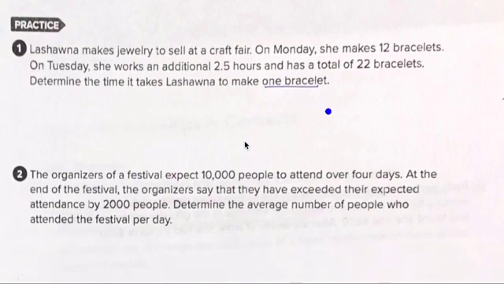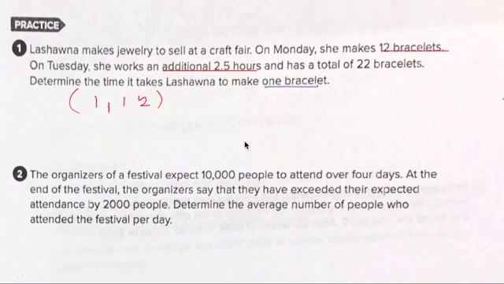All right. So here is number one. Lashana makes jewelry to sell at the craft fair. On Monday, she makes 12 bracelets. On Tuesday, she worked an additional number of hours. Let's say she worked 1 hour and made 12 bracelets. We don't know, but we know that, or even 0 hours. So she started, let's say, she makes 12 bracelets. Okay, let's say 12, whatever.